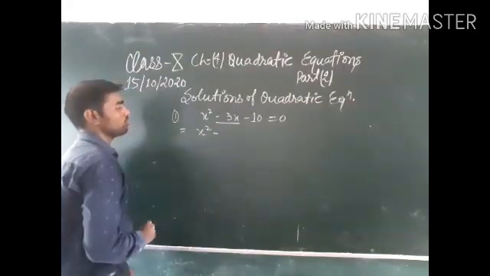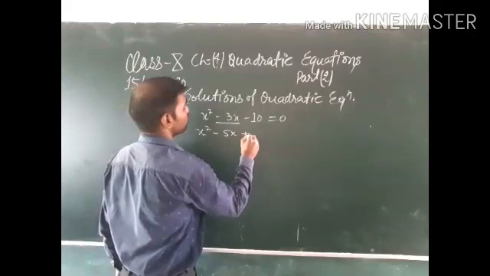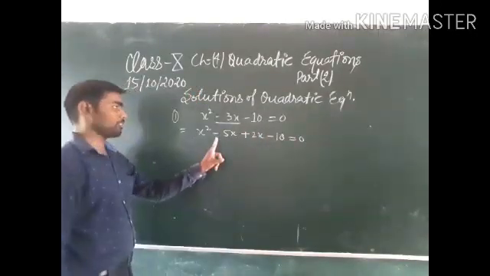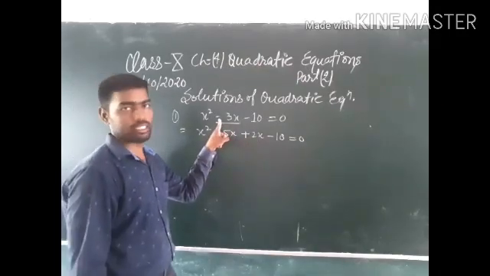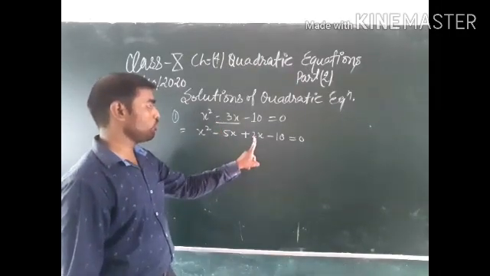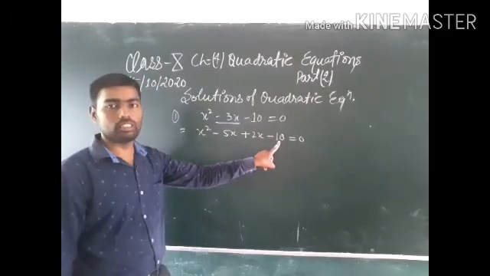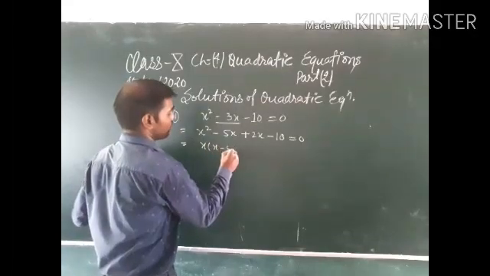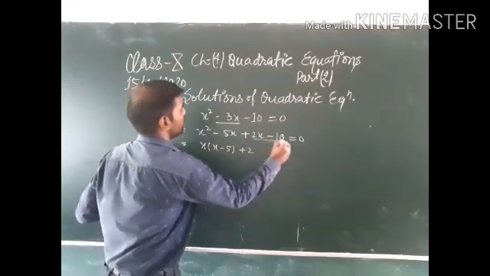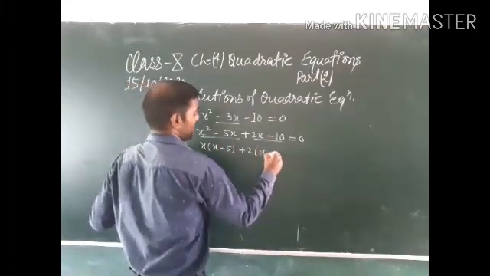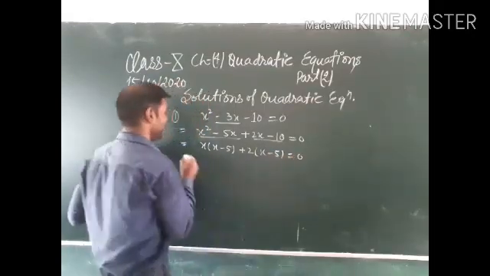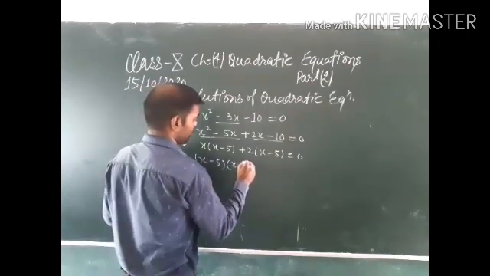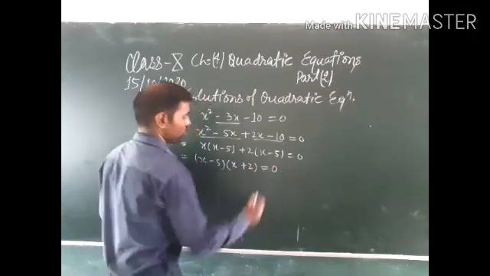So we write x square minus 5x plus 2x minus 10 is equal to 0. Minus 5x plus 2x is equal to minus 3x, and minus 5 into plus 2 is equal to minus 10. So this is the complete explanation. Now we take x common: x into x minus 5, plus 2 common: 2 into x minus 5, is equal to 0. Now x minus 5 is common, and the remaining element is x plus 2, equal to 0.